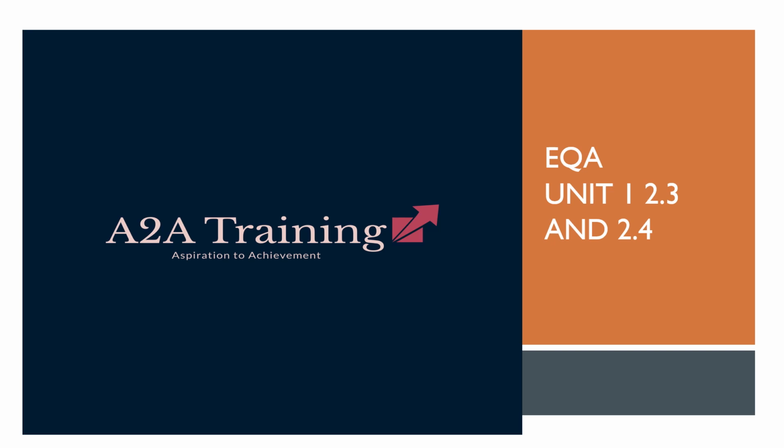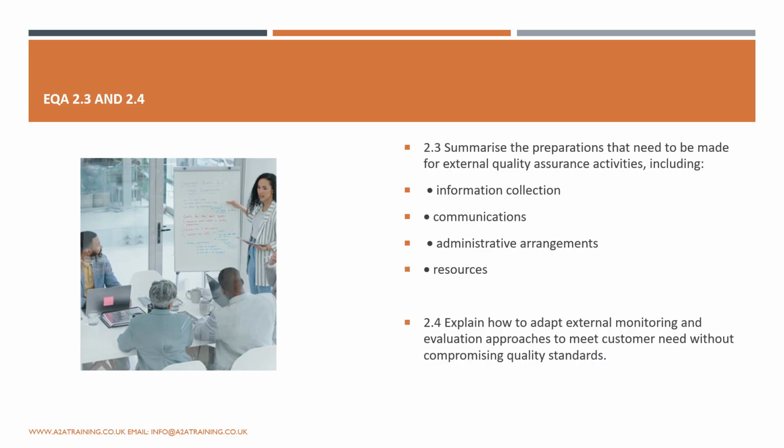Talking today about EQA Unit 1, 2.3 and 2.4. 2.3 asks you to summarise the preparations that need to be made for EQA, including information collection, communications, admin arrangements and resources. And 2.4 asks you to explain how to adapt external monitoring and evaluation approaches to meet customer need without compromising quality standards.